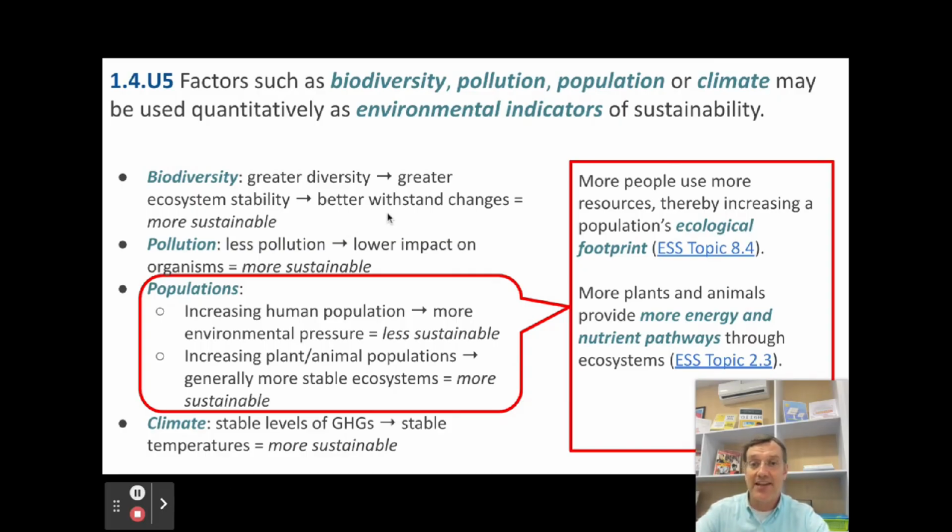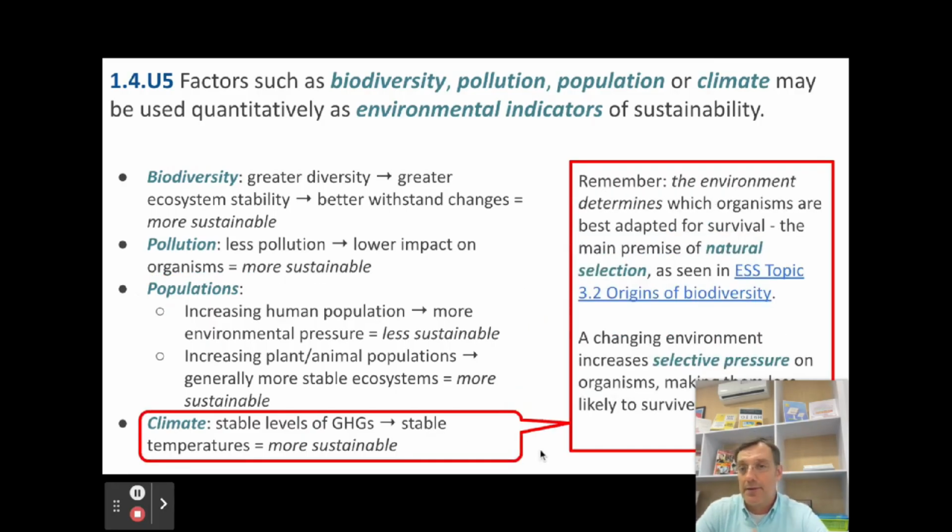Since we're talking about assessing the environment, if we look at plant or animal populations or populations of other organisms that are not people, generally speaking, the more stable an ecosystem is, the greater the populations are, the greater diversity you have within those populations due to genetics. That means the ecosystems are more stable and you have a more sustainable approach. And we're going to look at some tools about both of those. Ecological footprint is going to come up in just a few minutes, and then we're going to revisit it at the end of the course when we go into topic 8.4 about humans and resource use.